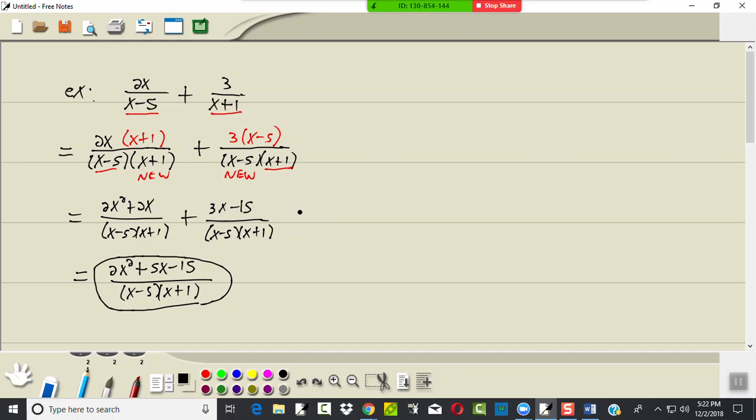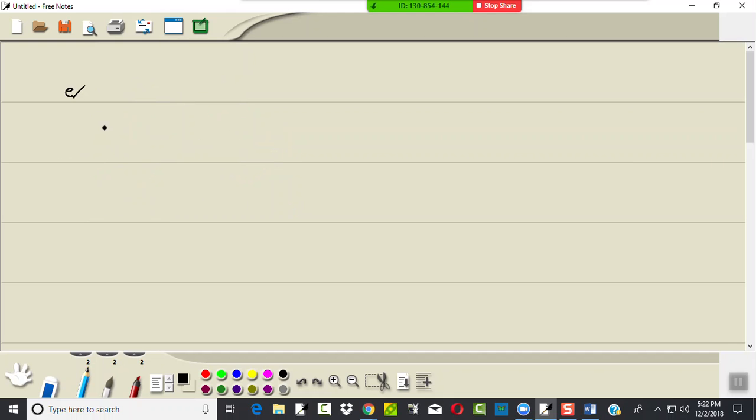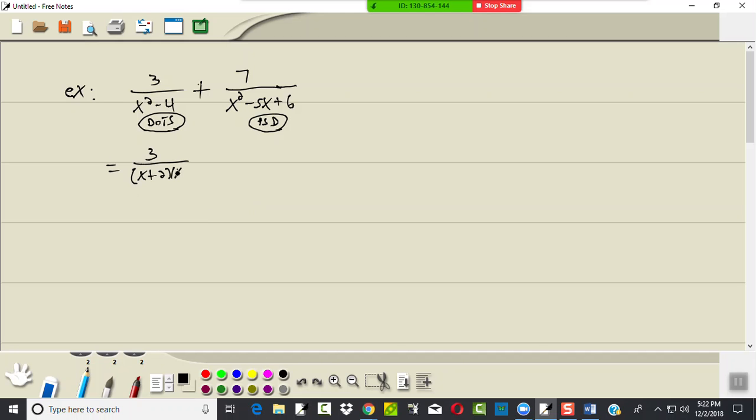Okay, let's take a look at a little harder one now. 3 over x squared minus 4 plus 7 over x squared minus 5x plus 6. Step 1. Get a common denominator. First sub-step is to factor all our denominators. This factors as a difference of squares. This factors as PSD. So I got 3 over x plus 2, x minus 2, plus 7 over x minus 2, x minus 3.